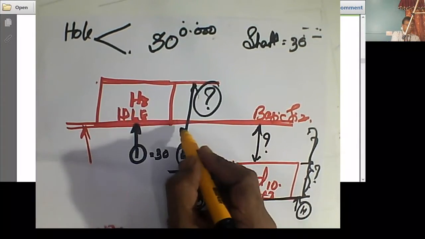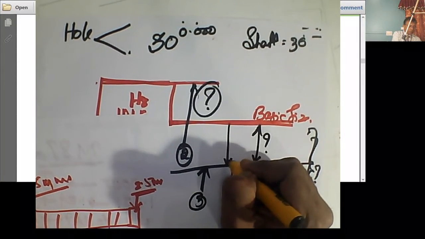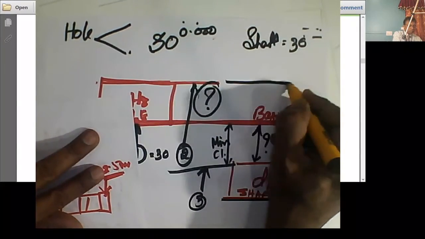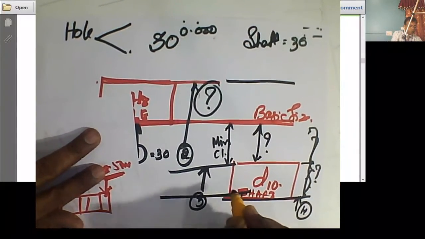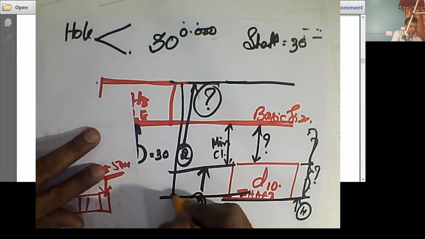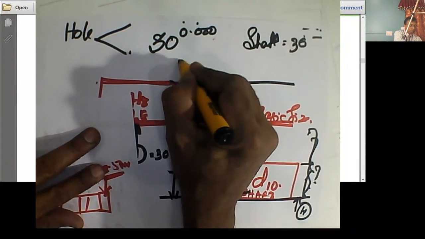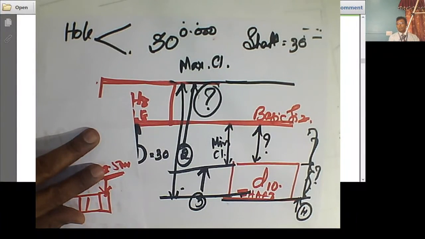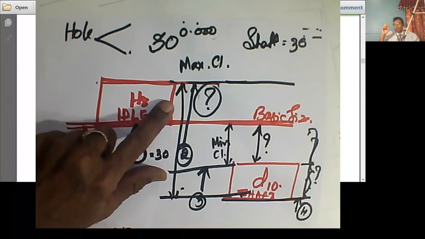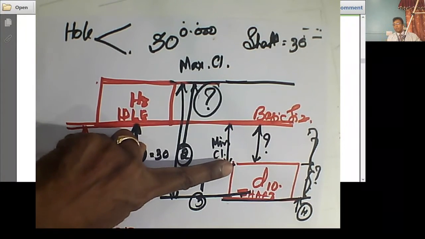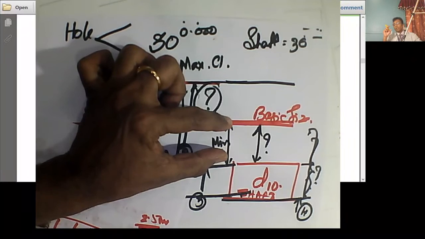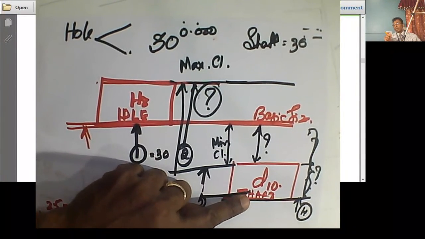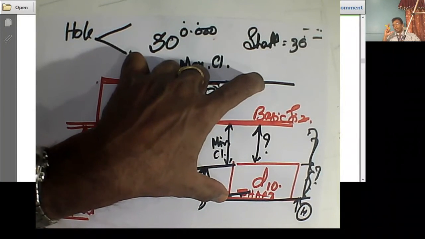This is the minimum clearance. And this is the maximum clearance. Yes or no? The minimum size of the hole and the maximum size of the shaft give you the minimum clearance. And the maximum size of the hole and the minimum size of the shaft will give you the maximum clearance.